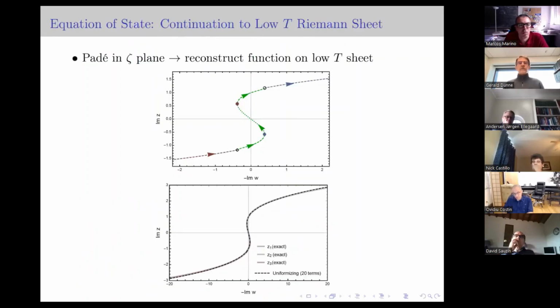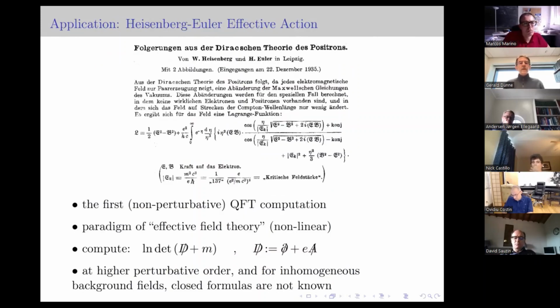So I still have a few more minutes, I think. So I want to show you one more example, which is another example from quantum field theory. And this has a long storied history.